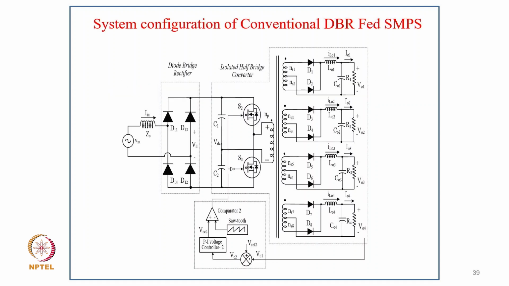Coming to the first, the conventional diode bridge rectifier fed switch mode power supply, this is the typical configuration if you look into it. Here we have the half bridge. We have a diode rectifier, and of course it shows the input source impedance. After that, we have a half bridge, normally used in many applications of this switch mode power supply, the existing power supply. And then we have multiple outputs, each with its own full wave rectifier.